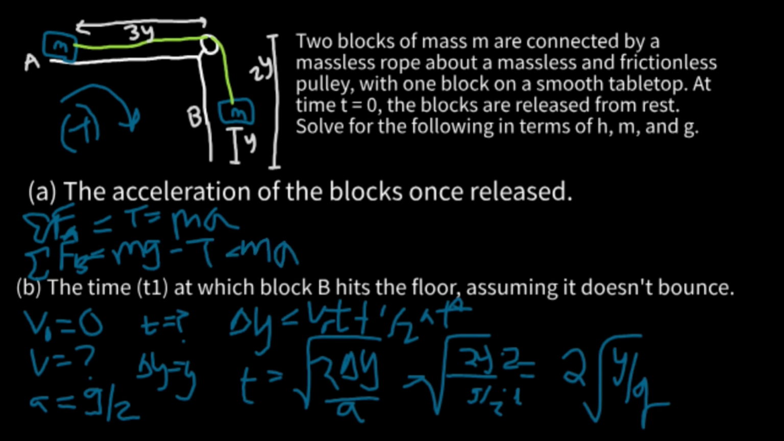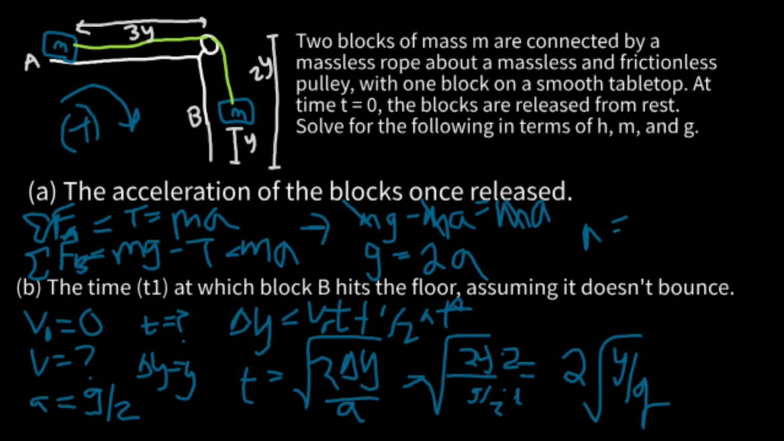Substitute in T, and that will give MG minus MA equals MA. M's all cancel. G equals 2A. Or you could say acceleration equals G over 2. You get the same answer either way, but this way would get you all your points.